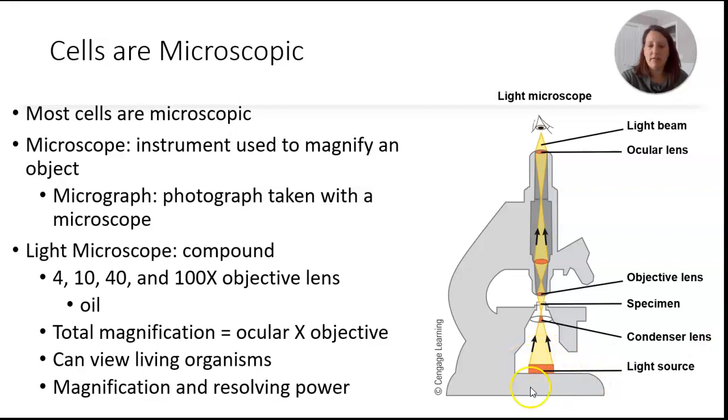And this light is going to be of the visible light spectrum. Okay, it comes up through the condenser lens, onto your specimen, through the objective lens, through the ocular, and eventually that light is gathered by your eye.